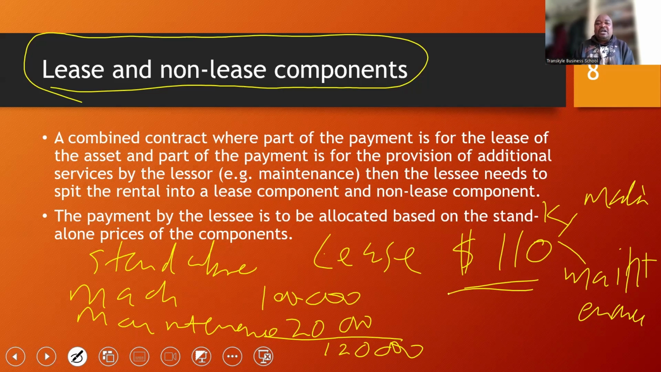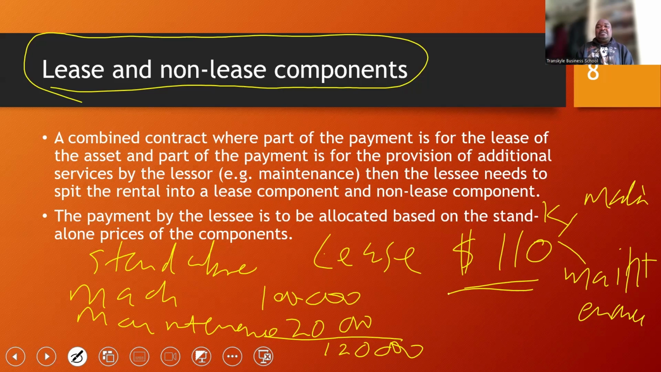So in a combined contract where part of the payment is for the lease of the asset and part of the payment is for the provision of additional services by the lessor, the lessee needs to split the rental into a lease component and a non-lease component. The payment is to be allocated based on the standalone prices of the components. So this is how you split.